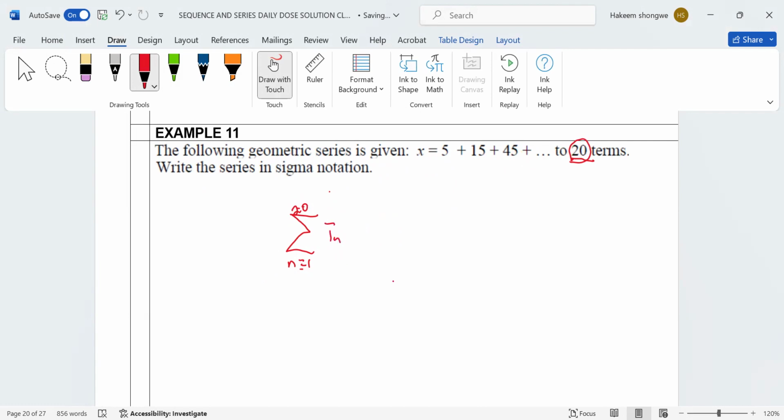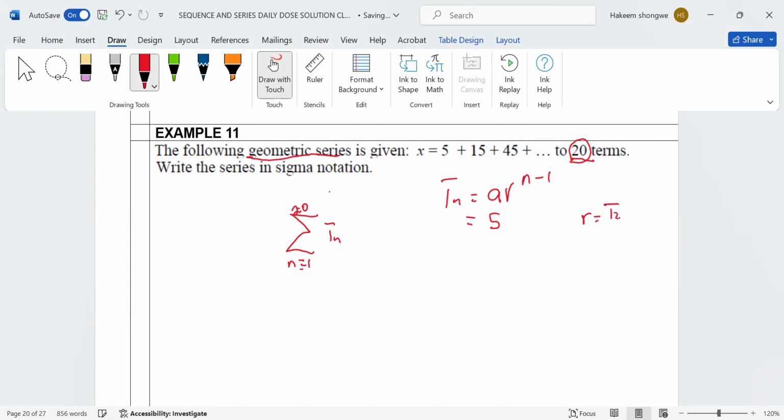And then here, you put your Tn. Now, what is your Tn? How do you get your Tn? They said this is a geometric series. For a geometric series, Tn is equal to A R to the n minus 1, where A is the first term. What is the first term of the series? It's 5. And then you still have to calculate R. What is your R?